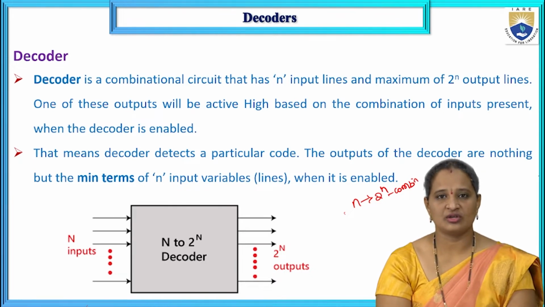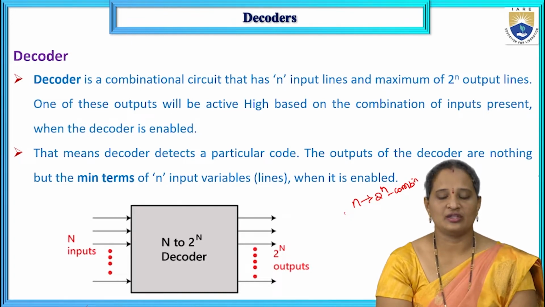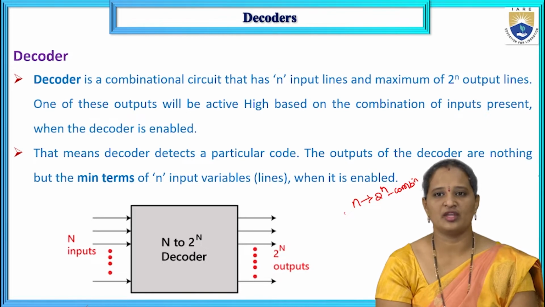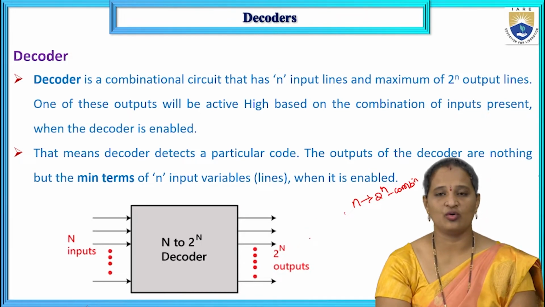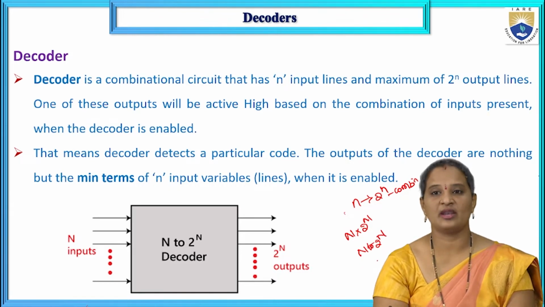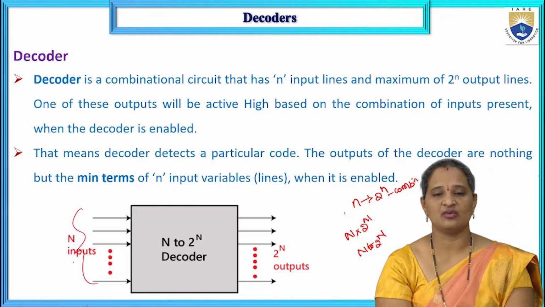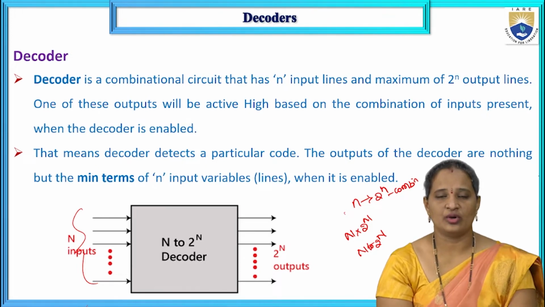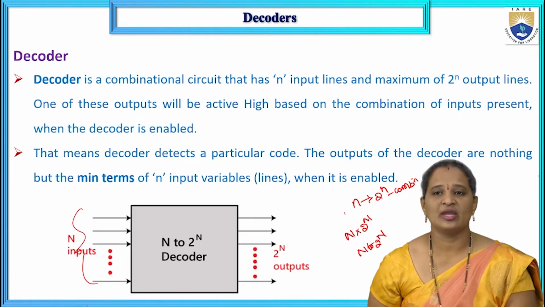So a decoder is a combinational logic circuit which has n input lines and 2 power n output lines. It also has an extra input, the enable input, and the outputs of the decoder are nothing but the minterms of the n input variables. This is the block diagram of a decoder. In general, the size of a decoder is given by n to 2 power n, where n represents the number of input lines and 2 power n represents the number of output lines. The decoder converts the given binary data into its equivalent decimal data.